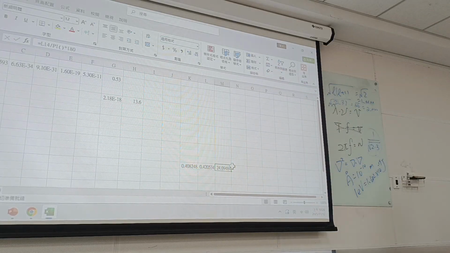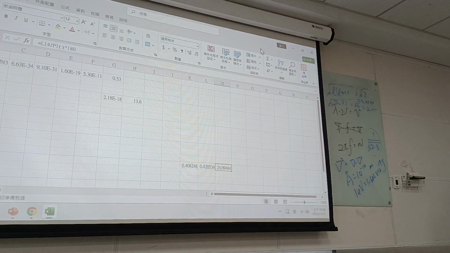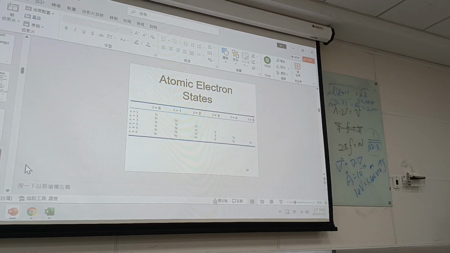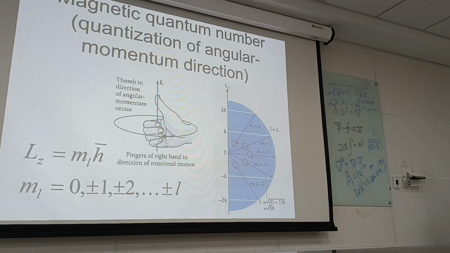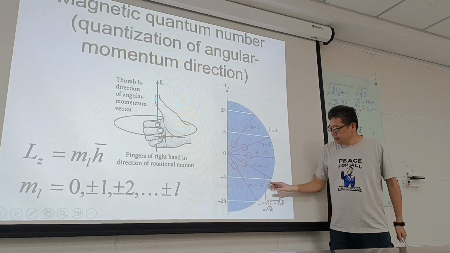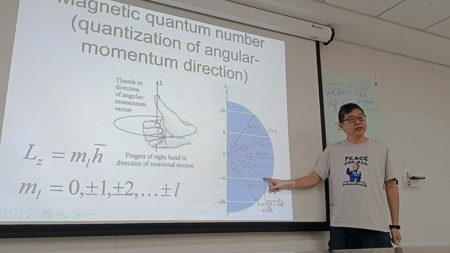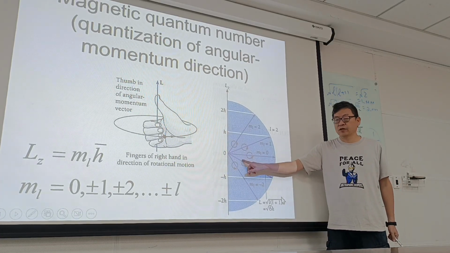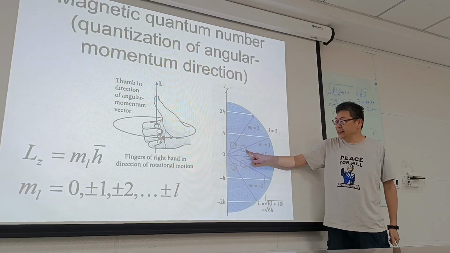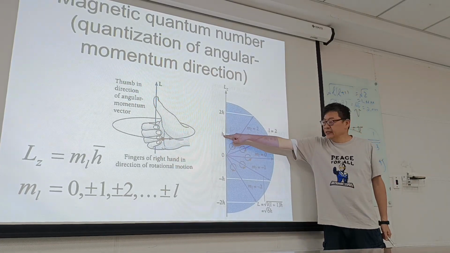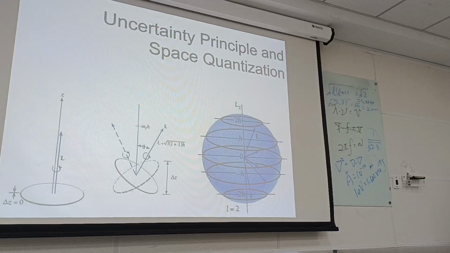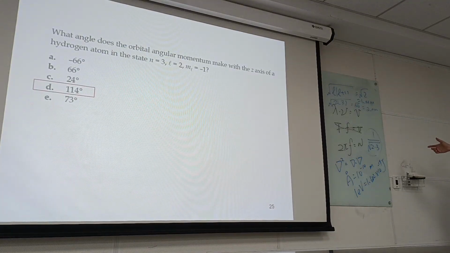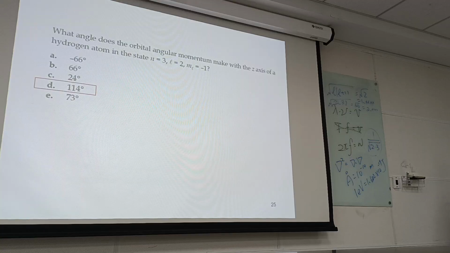After that, we know that this is 24 degrees. So this is also 24, and this is 90. So 90 plus 24 becomes 114. Easy, right?